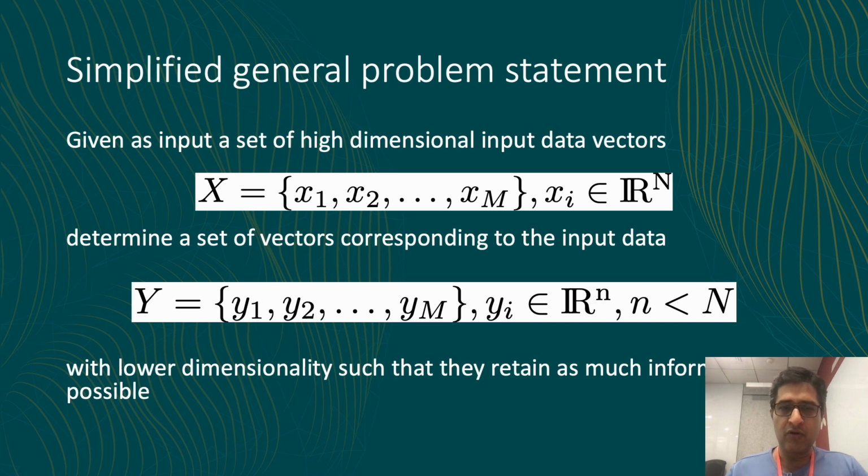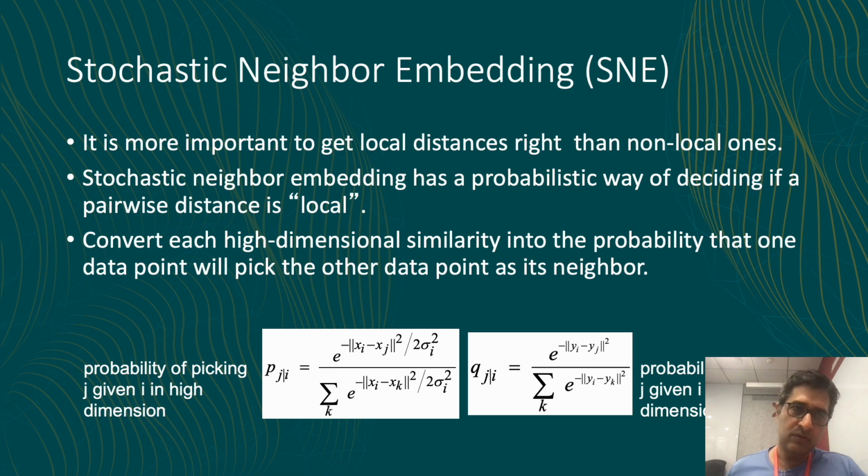But we want to make sure that the mapping from X to Y follows certain rules, or that the structure overall is maintained in going from X to Y. Now, the idea of the stochastic neighbor embedding overall is that we should get the local distances right. So essentially, if two data points are closer to each other in the high dimensional space, which is X, they should be closer to each other in the lower dimensional space, or Y.